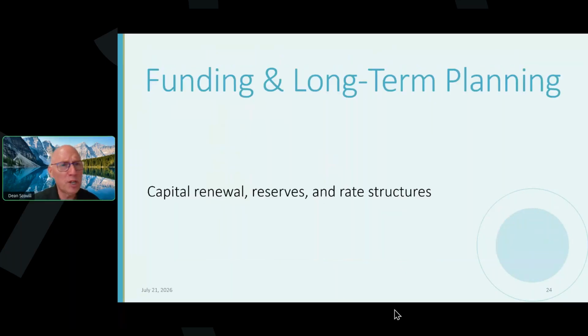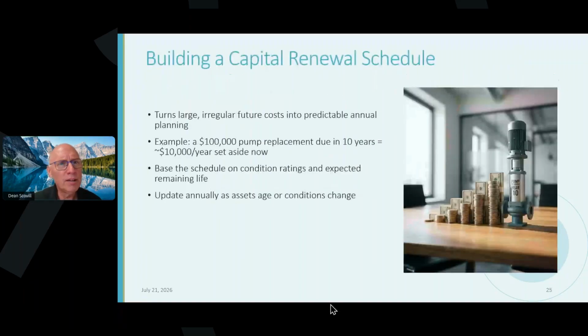So here's what number you're probably looking at here: funding and long-term planning, capital renewal, reserves, and rate structure. So if we're looking at, instead of a one-shot cost reactive approach, why don't we plan this out over several years? For example, if a pump cost, and I'm just fictitiously pulling this out here, we're talking a larger system, right? $100,000 pump replacement.